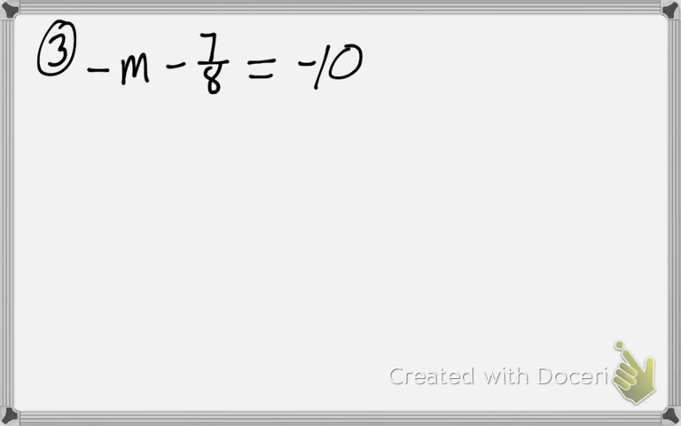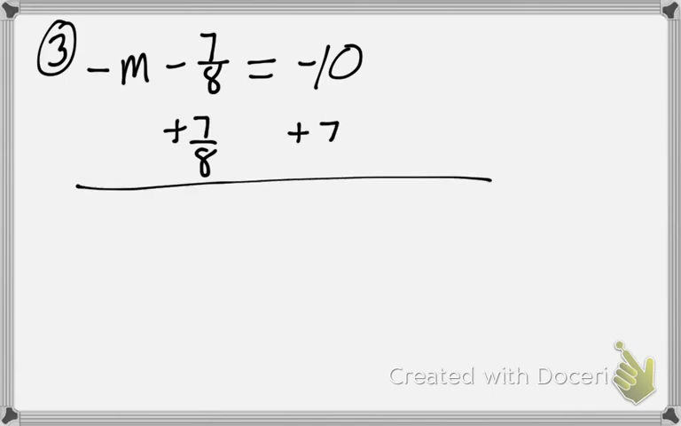For number 3, I've got a minus 7 over 8 I need to get rid of. I'm going to cancel that out with a plus 7 over 8, which is going to leave me with just that negative m over on the left-hand side. So negative 10 plus a positive 7 over 8. What's going to happen there is that 7 over 8 is going to cancel out most of a whole, but it's still going to leave 1/8 left over. So negative 10 plus a positive 7 over 8 is a negative 9 and 1/8.